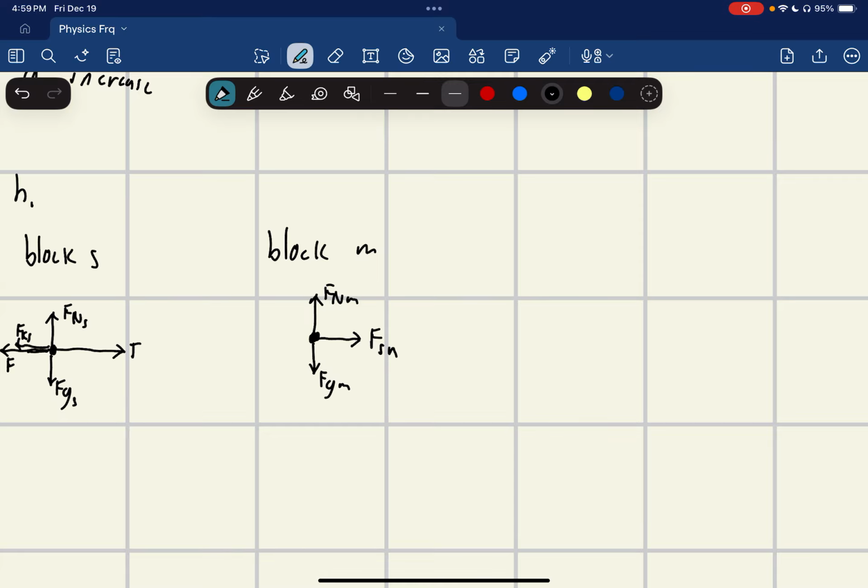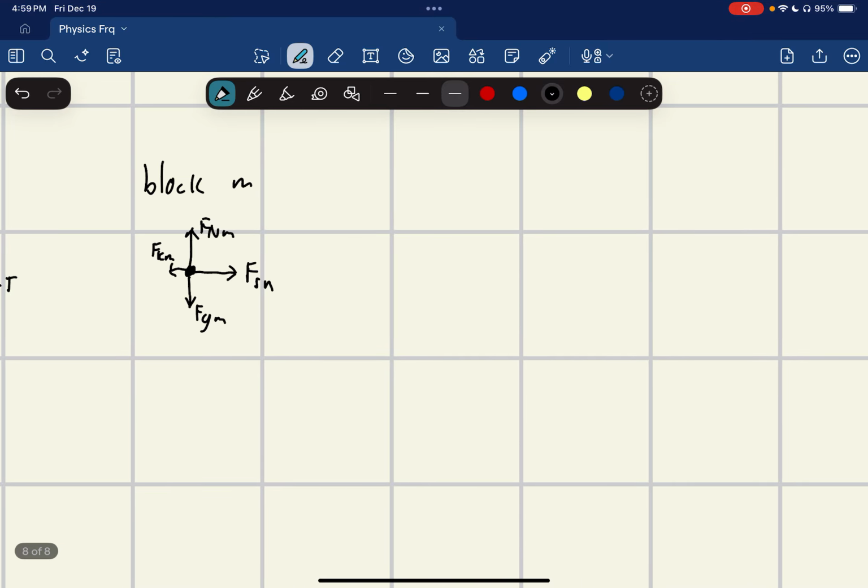I should probably label this one. Okay, and then there'll also be friction of the block. And then the contact force would be greater than friction because it's moving to the right. And then for block H, there would just be Fg of block H and then T. And then Fg would be greater because it's going downwards. Okay.